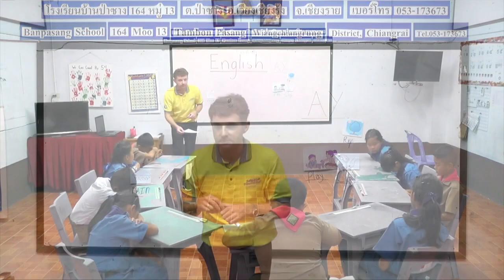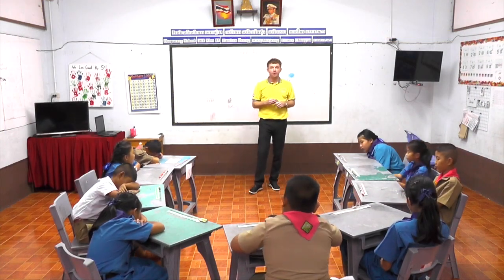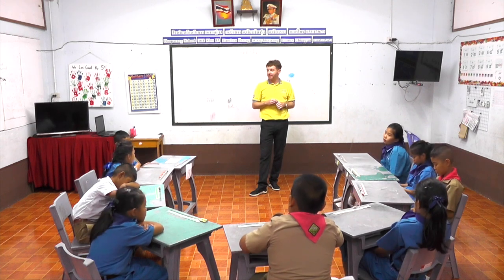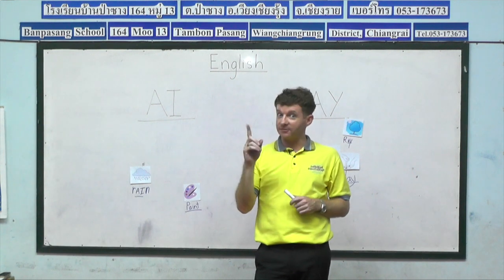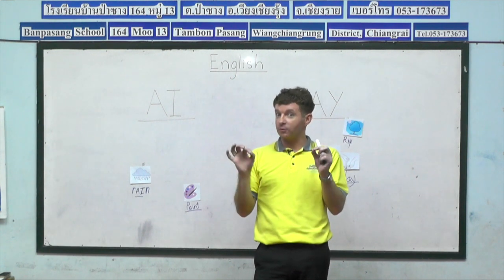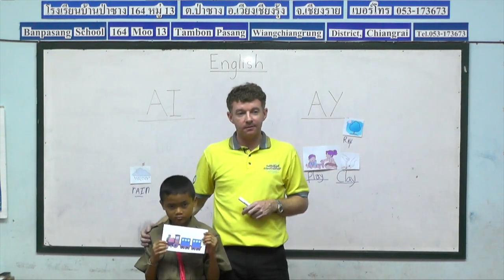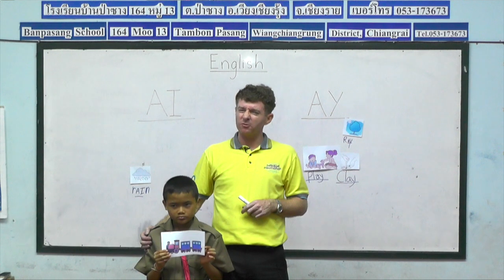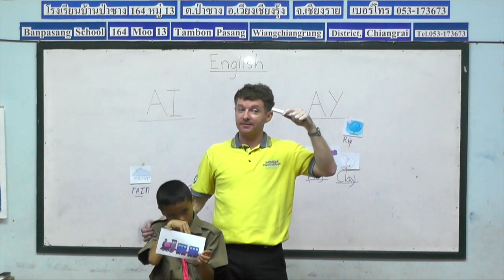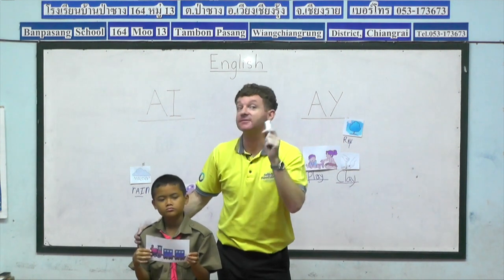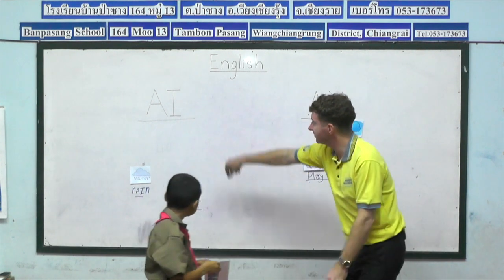Close our eyes, guys. Okay, let's open our eyes. Who has the picture? Chu. Chu, come and help me at the front. So guys, who can tell me what this is on the front of Chu's picture? What can you see? Train. How do we spell train? With A-Y? A-Y or A-I? A-I, because A-I is in the middle of train, not the end. So Chu, can you place it in the A-I column?